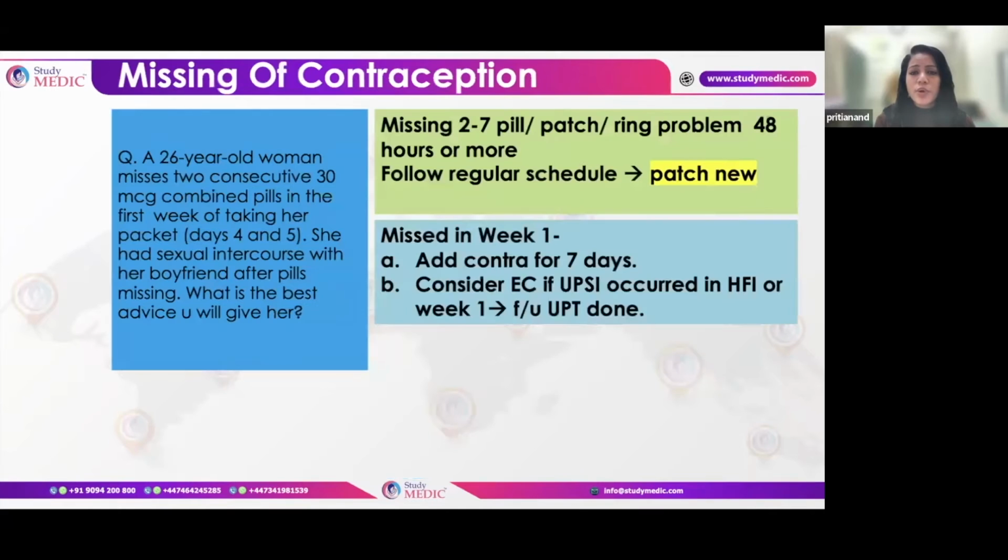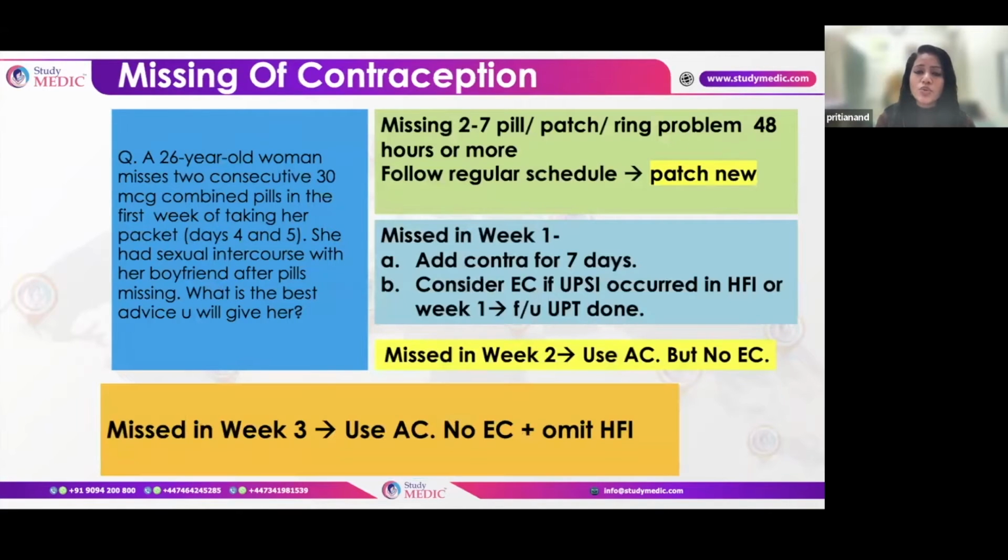If any of these problems, missing of the patch, ring, or pill, occurs for 2 to 7 days, then she has to follow the same format, that is, take the most recent missed pill as soon as possible, and the rest of the pills at the usual time. But if this problem occurs in week 1, there is a requirement of additional contraception for 7 days. If there is any unprotected sexual intercourse, then emergency contraception should always be given. If this problem occurs in week 2, then only additional contraception is required and no emergency contraception is required.